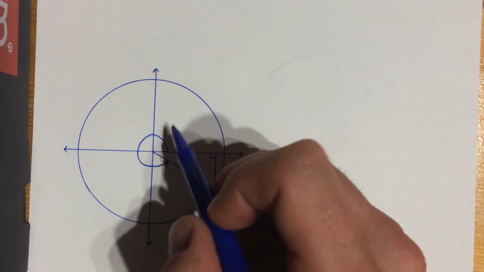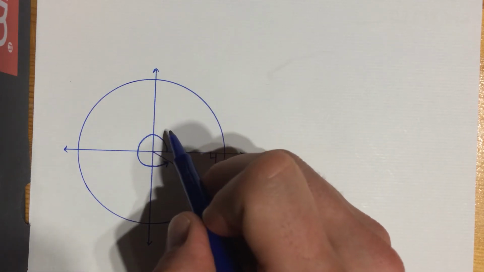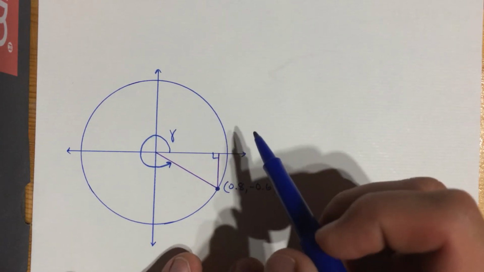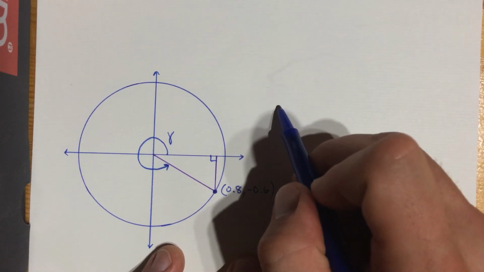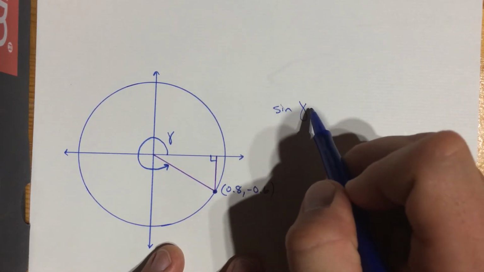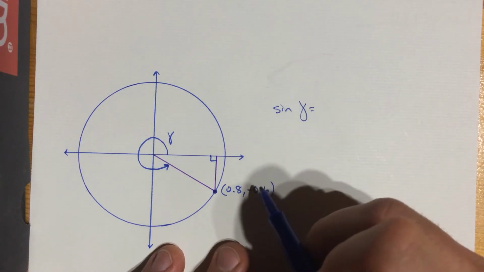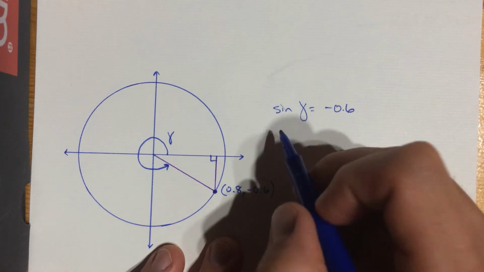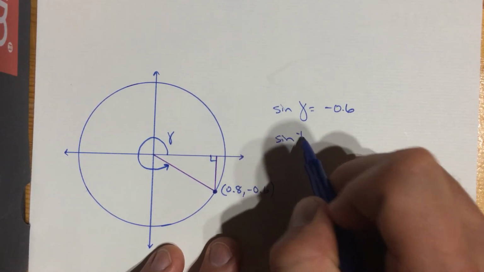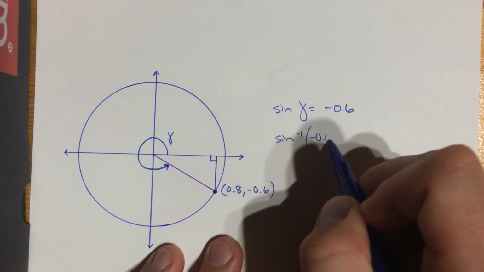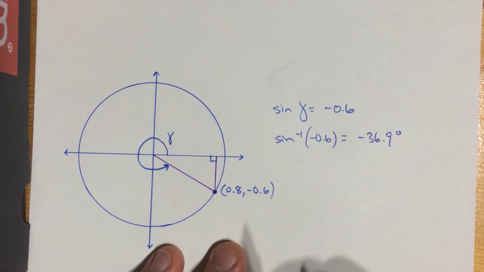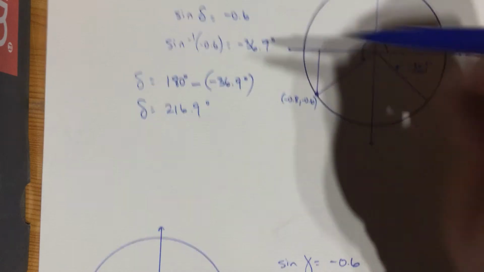And so let's call that angle, what have we not used? We haven't used gamma yet. It's sort of like a little loop, like a ribbon. So that angle gamma, what could it be? Well, once again, we know that the sine of gamma is negative 0.6. Hey, we just calculated that. The sine inverse of negative 0.6, we know, is negative 36.9 degrees. We just did that up here, see?